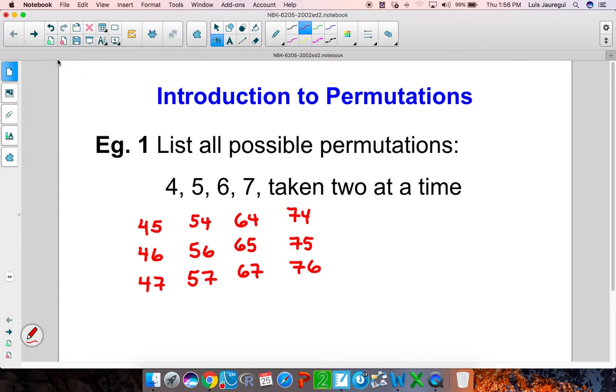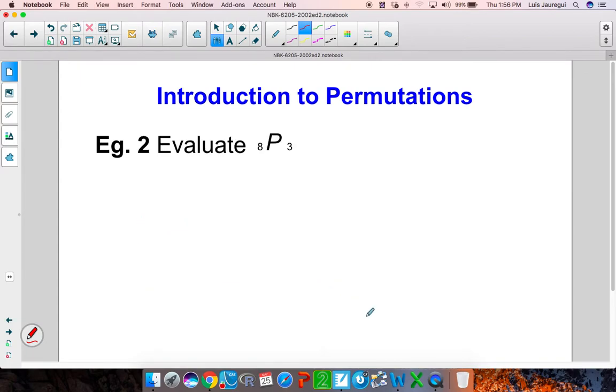Now let's take a look at another example. Example 2. Evaluate a permutation of 8 objects taken 3 at a time. In order for us to evaluate this expression, it's important that we recall the formula. If you have a permutation of n objects taken r at a time, we use the formula n factorial divided by n minus r factorial. In this case, notice your n is equal to 8 and your r is equal to 3.